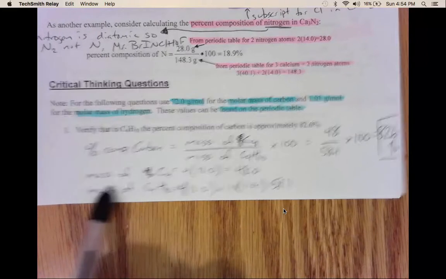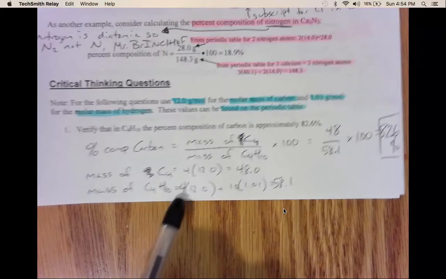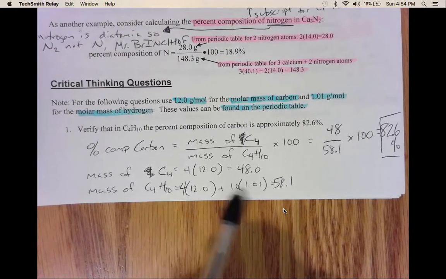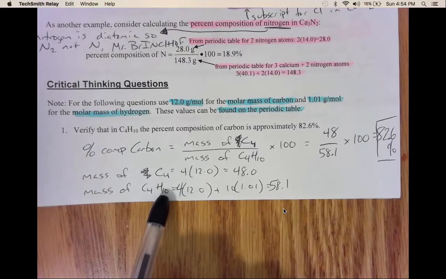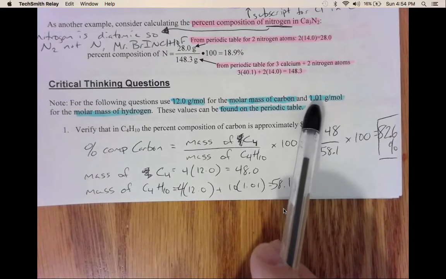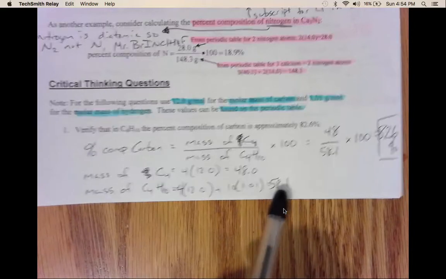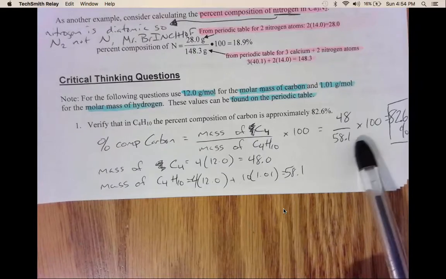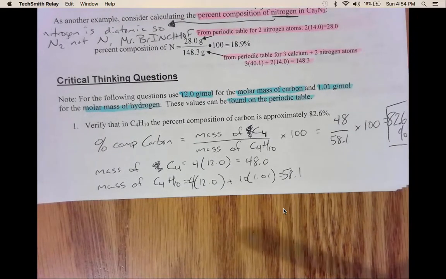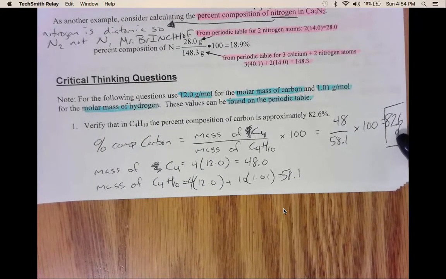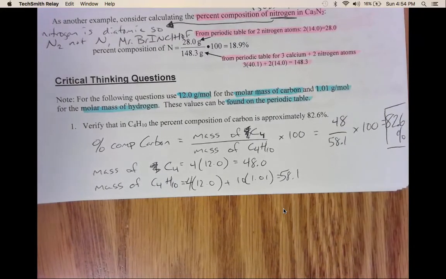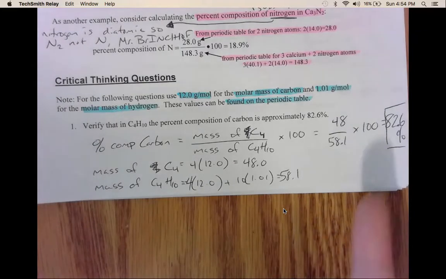Next, we do the same thing. We find the mass of the compound, C4H10. We multiply 4 times 12 because we have 4 carbons. Then we multiply 10 times 1.01 because we have 10 hydrogens. Remember, it tells us the mass of hydrogen up here, 1.01. That equals 58.1. Next, we just plug our numbers in. 48 divided by 58.1 times 100 comes out to 82.6%. Remember, when we verify, we just have to make sure that the percents match up. So this is how you solve the percent composition.